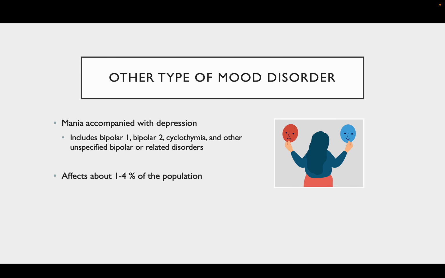The other type of mood disorders. The second type of mood disorder is mania accompanied with depression. This includes bipolar 1, bipolar 2, and cyclothymia, as well as unspecified or specified bipolar-related disorders. This type of mood disorder affects about 1 to 4% of the population.